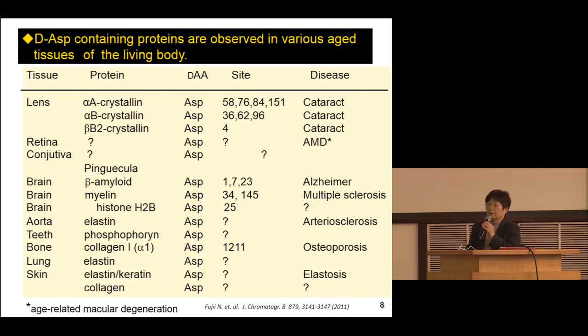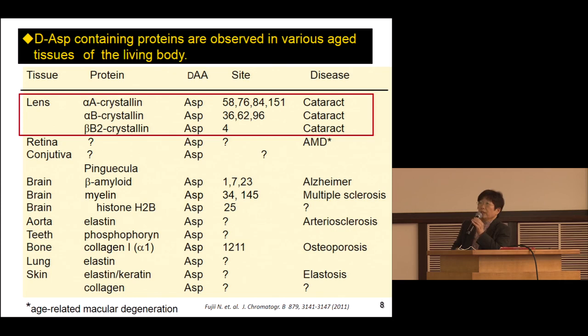In aorta, elastin protein also contains D-aspartic acid. It is related to atherosclerosis. In skin, elastin, keratin, and collagen have D-aspartic acid related to solar elastosis. We focused on the D-aspartic acid in crystallin proteins and cataract.